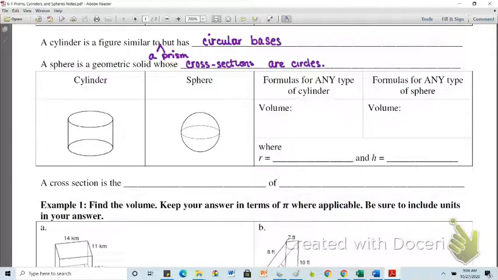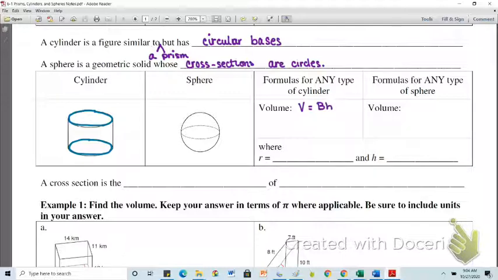So a cylinder, again, my base is a circle. Therefore, this is not a polyhedron because my bases are not polygons. And the formula for volume of a cylinder is exactly the same as up above. So my volume equals capital B times H.